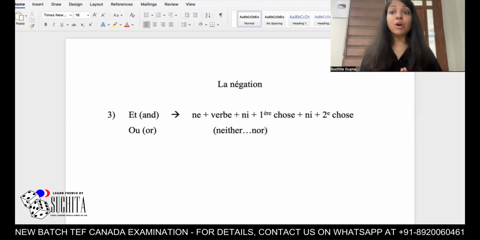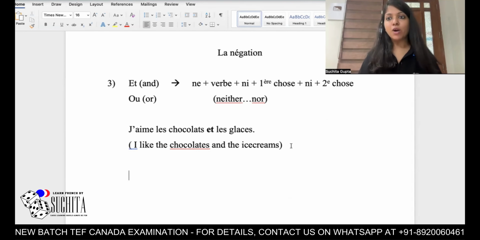Whenever you have and or in your sentence, the negation would be neither or nor. For that, you have to apply this formula: ne plus verbe plus ni plus première chose, which means the first thing, plus ni plus deuxième chose, which means the second thing. Now, let's understand this in more detail through some examples.